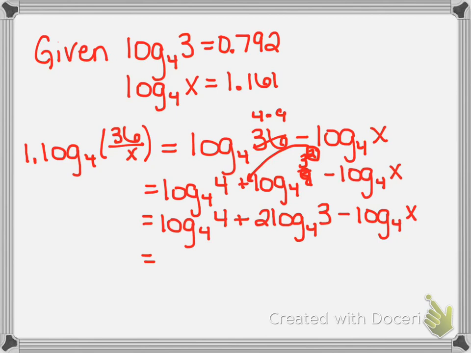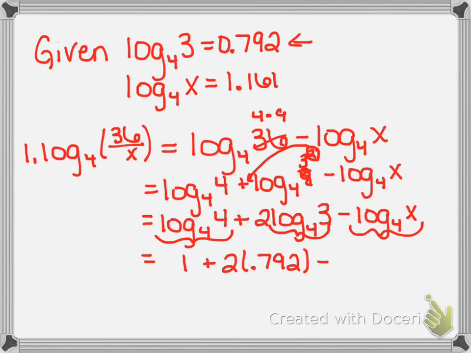So log base 4 of 4 is just 1 plus 2 times log base 4 of 3. That right there was one of our givens up here at the top. We know that it's equal to 0.792. And don't forget there was a 2 out in front of it, so that 2 would still need to multiply to it. And then minus, and then this last log, log base 4 of x, was our second given, and it is 1.161.